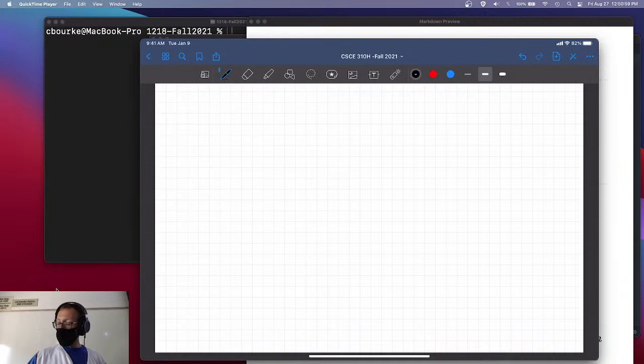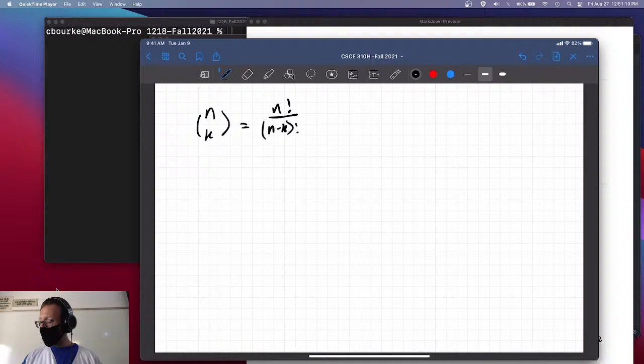Remember this, n choose k? Well, this is n factorial all over n minus k factorial. Now, in general, this is going to be exponential, right? But consider that down here in the denominator, this thing ends up canceling with a lot of these things up here. And in particular, if we're only looking at pairs, n choose 2, then that's going to be order n squared. What about n choose 3?